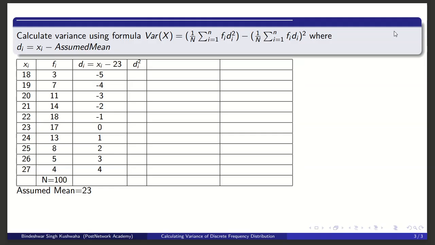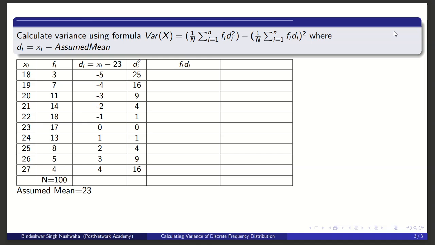Thereafter, we will calculate di square. You can see that minus 5 squared gives 25. If you square minus 4, you will get 16. And you can get the other values. Now, what will be Fi di? Because you can see that in the formula it will be required. That's why we are calculating it.